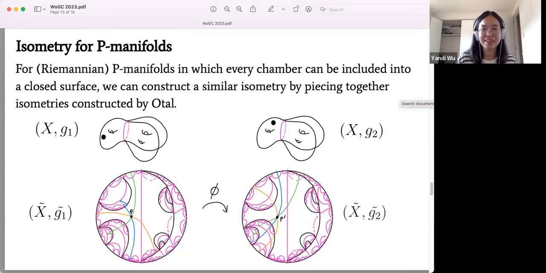So now I have a collection of half planes glued together in a tree-like fashion, but you can do the same thing. You take a point on your p-manifold, lift to your complicated looking universal cover, consider all the geodesics that intersect at that point in your universal cover, and then those geodesics will get mapped via the boundary homeomorphism to a set of intersecting geodesics in your other copy of the universal cover, and then you project back down. So this is very similar to what Otal did. That's how the isometry works for the base case.